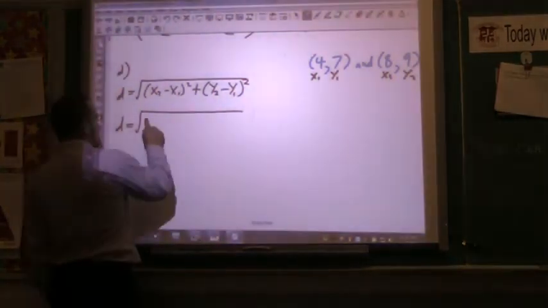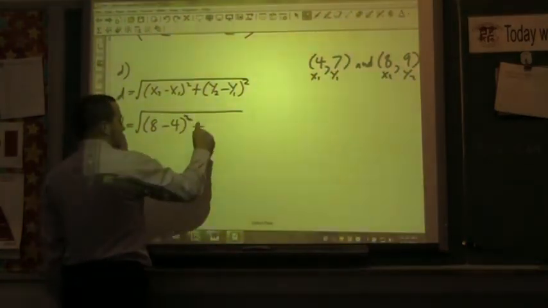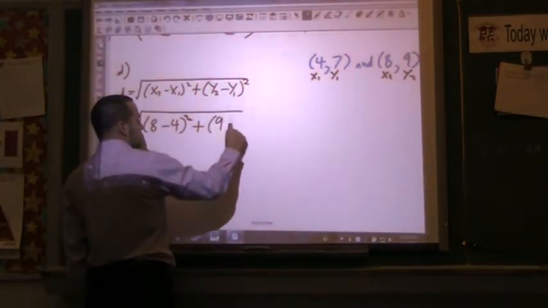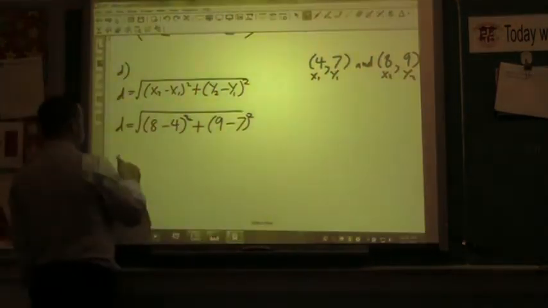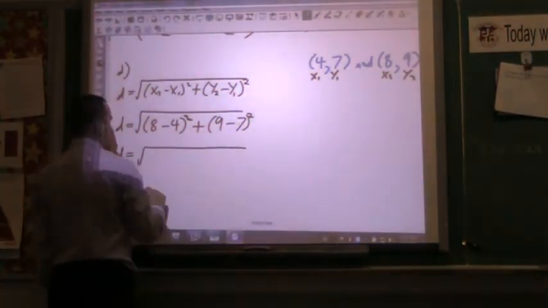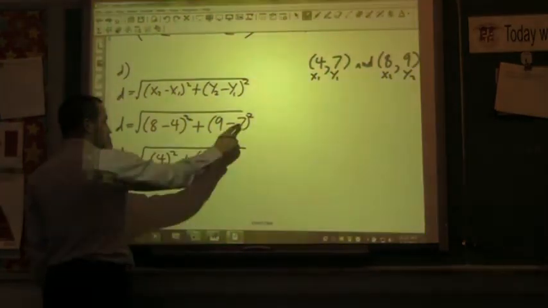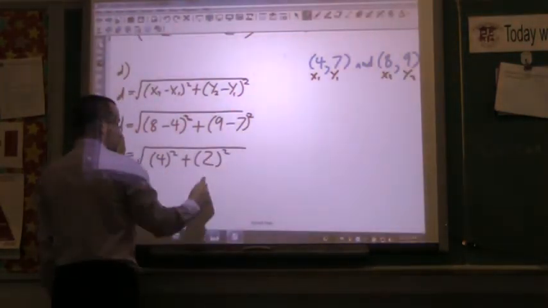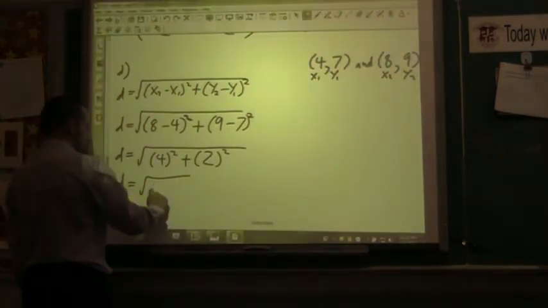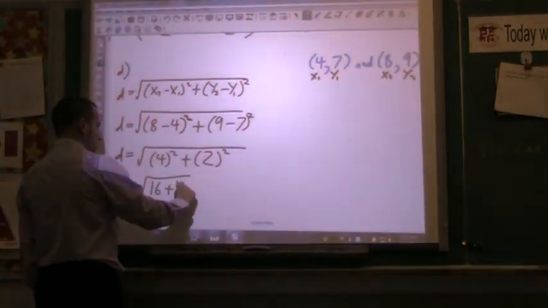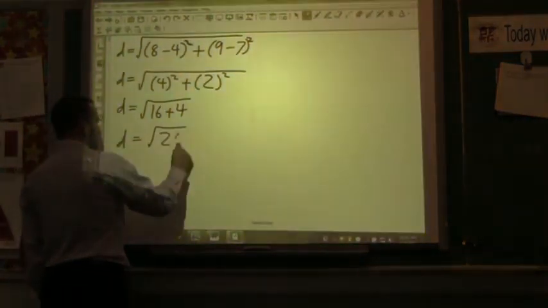So my x2 was 8. Subtract my x1, which is 4, squared, plus my y2, which is 9. Subtract my y1, which is 7. Square that. So we end up with 8 subtract 4, which is 4 squared, plus 9 subtract 7, which is 2 squared. And so this gives you 16 plus 4. And so then my distance is equal to the square root of 20.